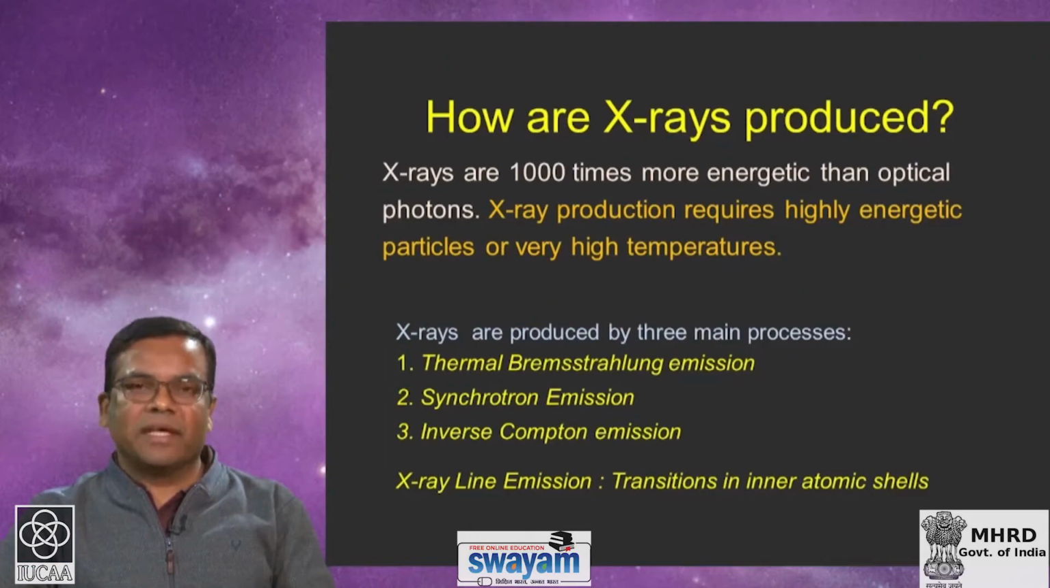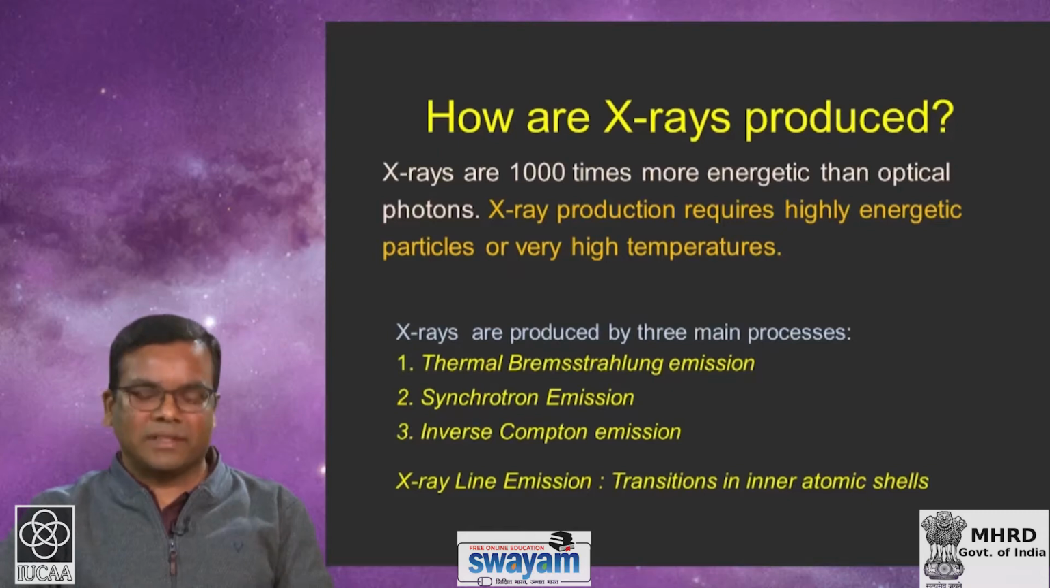How are X-rays produced? As I said, X-rays are 1,000 times more energetic than optical photons. Therefore, X-ray production requires highly energetic particles or very high temperature. In astrophysics, in cosmic settings, X-rays are produced by three main processes. The first of these is thermal Bremsstrahlung emission, the second is synchrotron emission, and the third is inverse Compton emission. These processes give rise to continuum X-ray radiation. There are also processes which give rise to X-ray line emission, which is essentially due to transitions in inner atomic shells. We will go through each of these processes one by one.